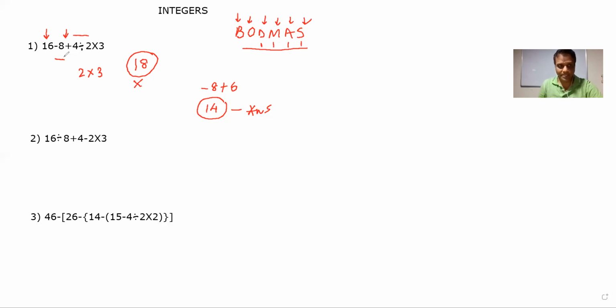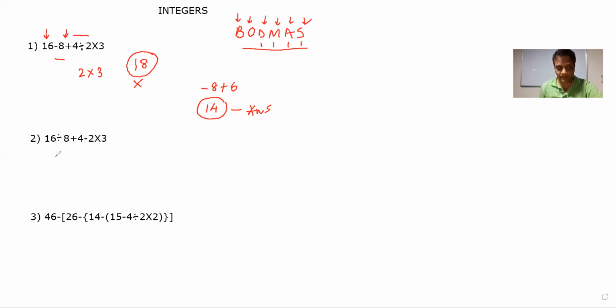Right? I'll quickly repeat. First division, 4 divided by 2, 2 into 3, 6. Minus 8 plus 6 is minus 2. 16 minus 2 is 14. This is the answer with BODMAS. Let's do one more so that you get more clarity.